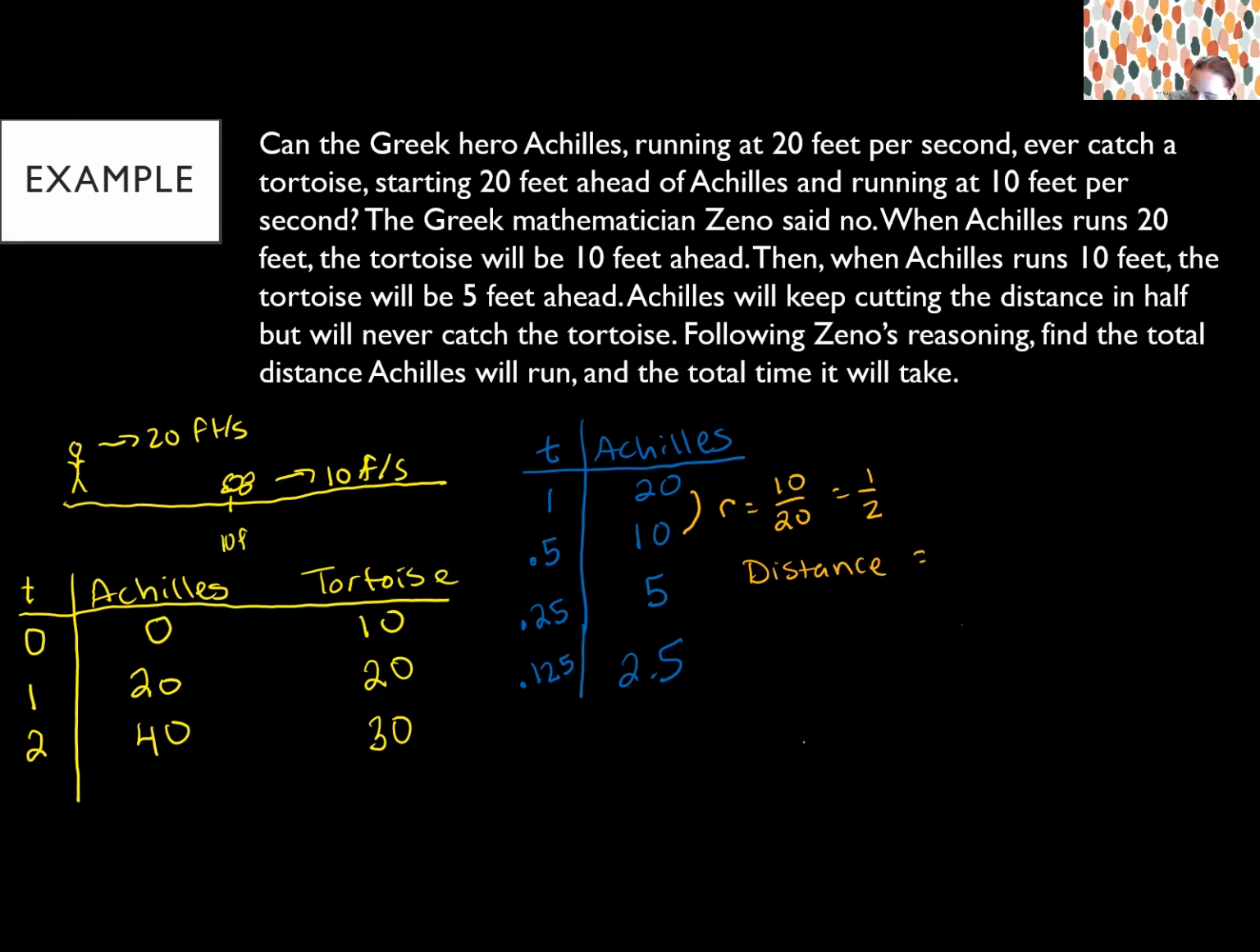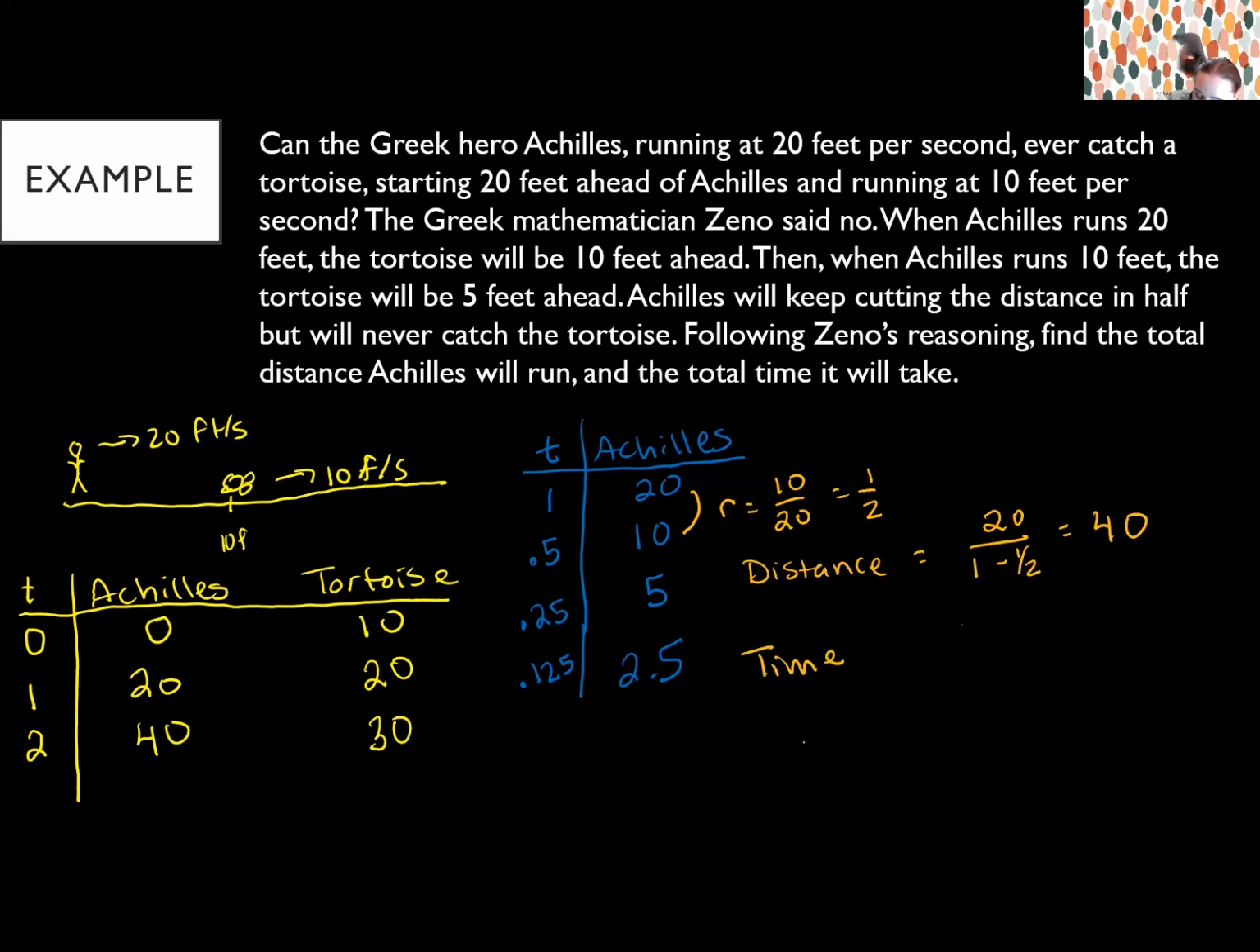the total distance is going to be 20 over 1 minus 1/2, which is going to be 20 over 1/2, which is going to be 40. So if Achilles theoretically always went half the distance, according to Zeno, he's only going to get 40 feet and then he'll stop. He'll never get further than 40 feet because he's always trying to get half and half and half. And the distance that you go for half is smaller each time.